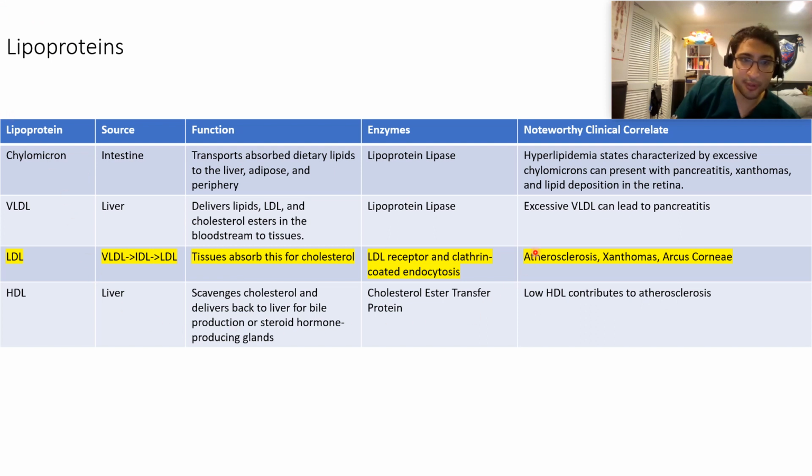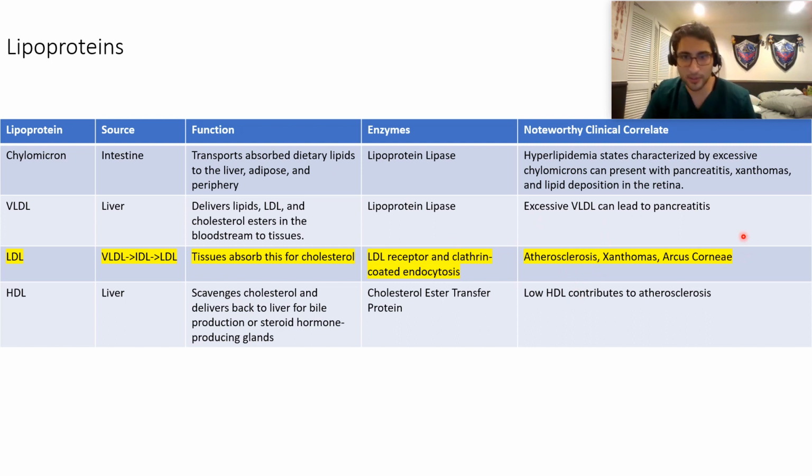So here are the lipoproteins themselves. The big one I really want to point out is LDL. VLDL becomes IDL, becomes LDL, and the tissues absorb this for cholesterol. The proteins that you need to know are the LDL receptor and clathrin-coated endocytosis. So again, there's the LDL receptor, the LDL binds, and these clathrins, think of them like puzzle pieces that form around the endocytosing vesicle, and they coat it, bring it in, and then come off. The big thing you need to keep in mind with LDL is atherosclerotic disease.